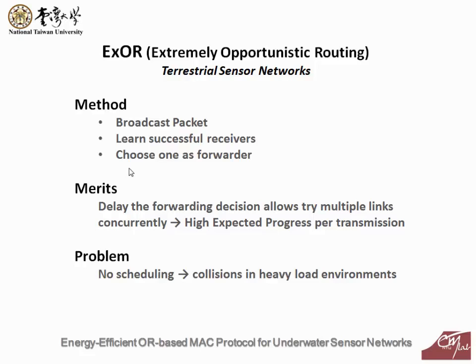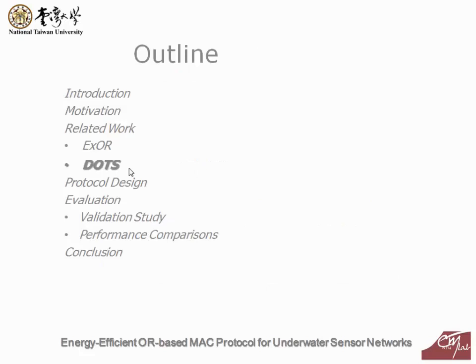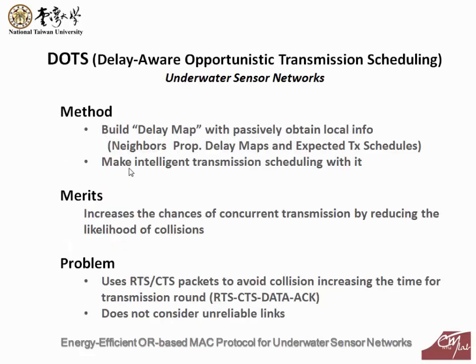When we have many sensors, they don't know when to transmit, so they all want to transmit, and there are collisions. The second, DOTS, delay-aware opportunistic transmission scheduling. This is an example for underwater sensor networks. The method is to build a delay map with passively obtained local information. The neighbors will propagate the delay maps and the expected transmission schedules. And with that, we can make an intelligent transmission scheduling. The merit is that it increases the chances of concurrent transmission by reducing the likelihood of collisions.